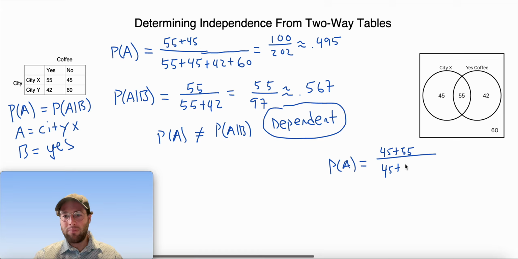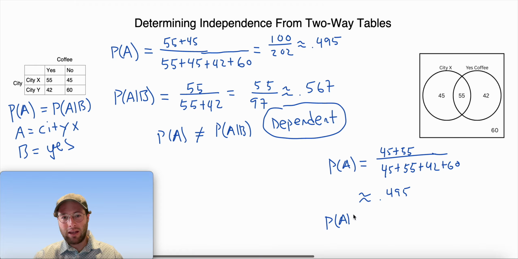So 45 plus 55 plus 42 plus 60. And this we can notice is exactly what we had when we were over here. It's the 55 plus 45 over 55 plus 45 plus 42 plus 60. So we know that this is going to come out to approximately 0.495.